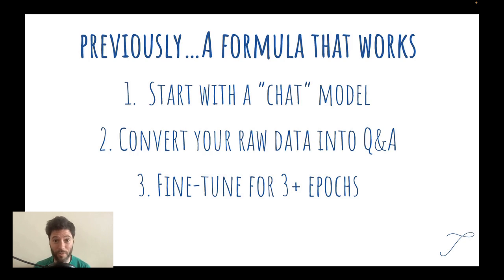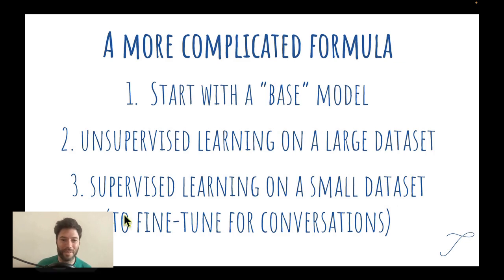In part two, I provided a formula that works for supervised fine-tuning. The formula was to start with a chat model like Llama 7b chat, convert the raw data that you have into question and answer format, and then use those questions and answers to do supervised fine-tuning for three or more epochs. Today, we'll be covering a more complicated formula.